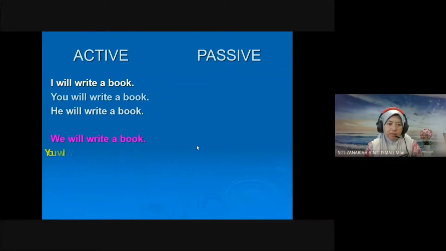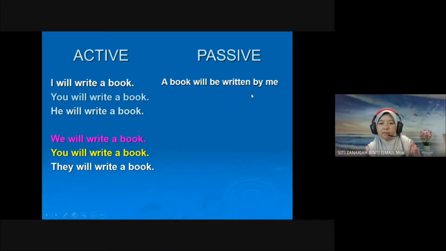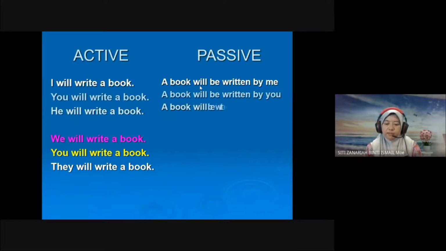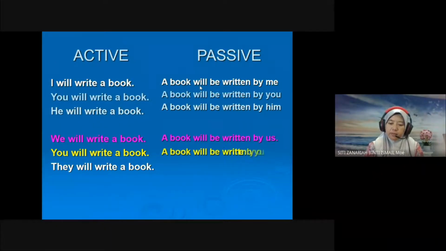These are the examples of active voice. Will write. Then what happened to the passive voice? It changed to a book will be written by me. Will be written. Remember to refer to pages 175 and 176 if you are given a different verb. This is the irregular verb. But for the regular one, you have to remain with the verb, but you have to add ed or d.